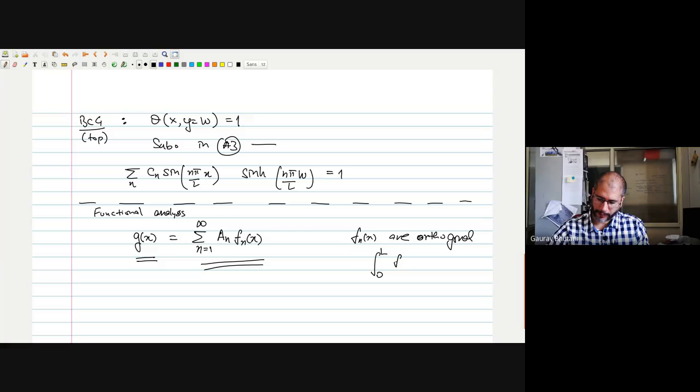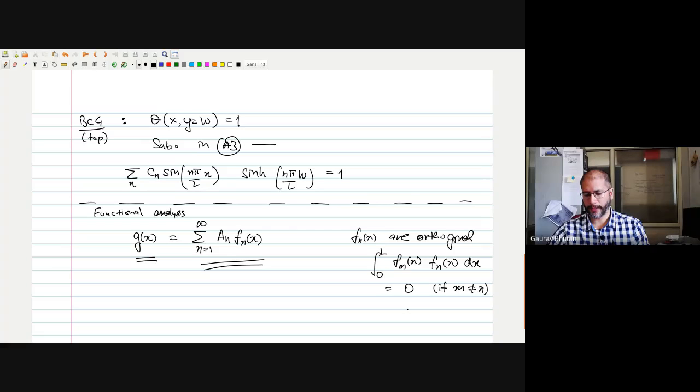Then we can say that if we have the integral of f_m(x) times f_n(x) dx, this is how you define the scalar or inner product, equivalent to a dot product in your vectors. So this thing is equal to 0 if m is not equal to n, and this is not 0 if m is equal to n.